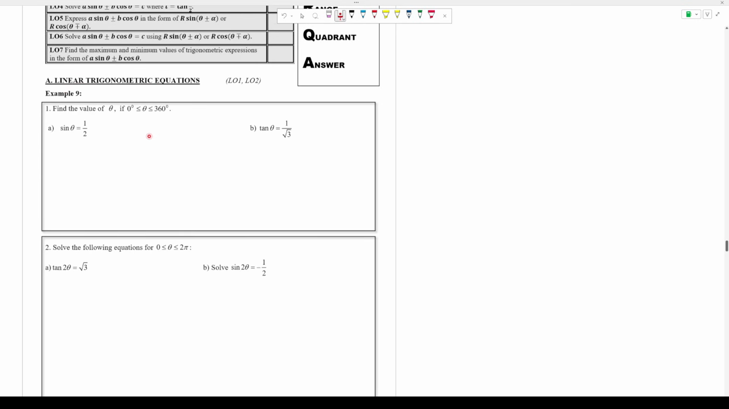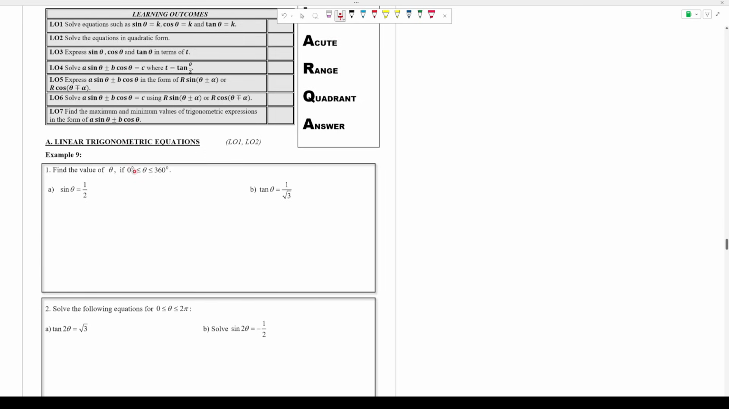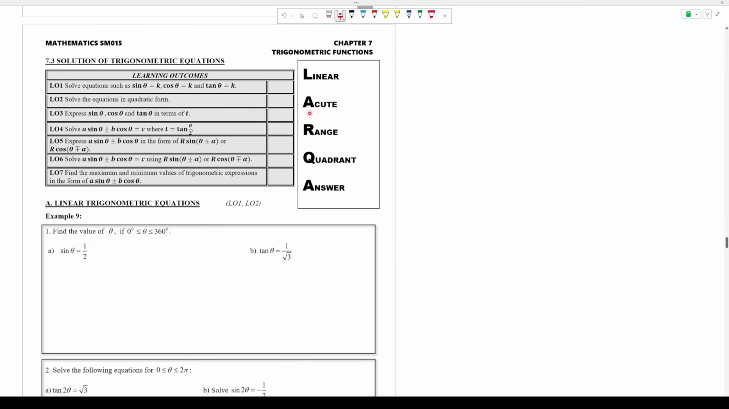Okay, so number 9. Find the value of theta, if theta is between 0 and 360 degrees, for the equation sine theta equals 1 over 2. To solve these types of equations, we're going to use LARCA.